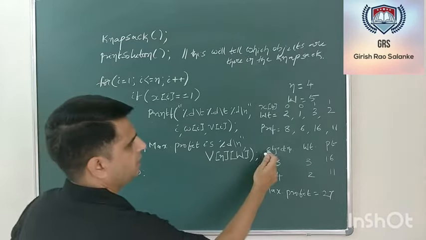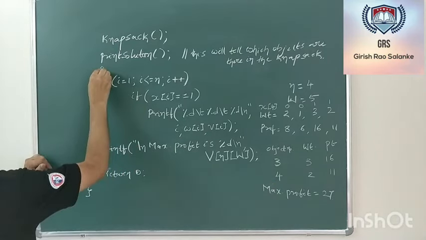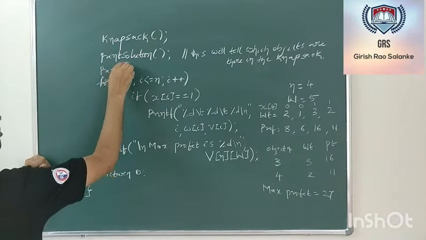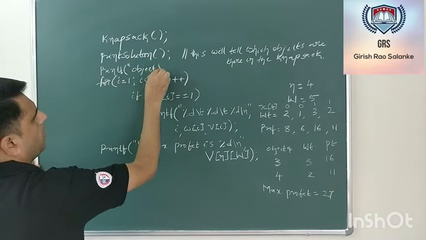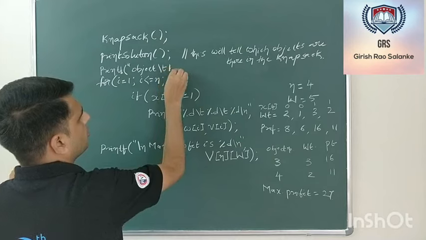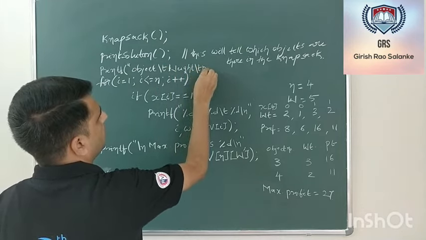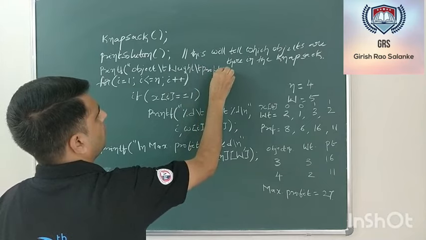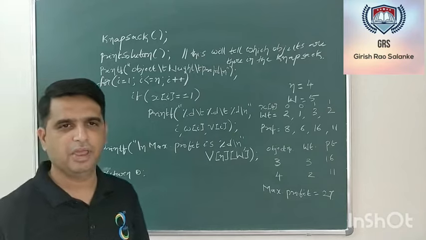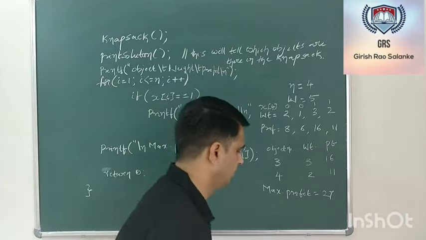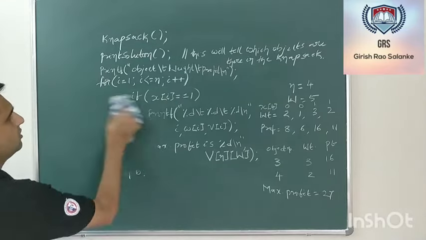Now, if you want to print this label, object number, weight, and profit, before this for loop, have one more printf. First is object, a tab space. Next is weight, a tab space. Then profit, a new line character. So this was about the main function. Now quickly we will write the knapsack function as well as the print solution function. They are very small functions.